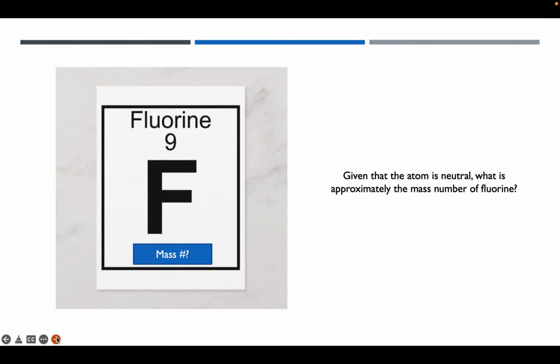Let me give you an example so you can quiz yourself. Given that the atom I'm showing you here, fluorine, is neutral, meaning it's not an isotope, it has the same number of neutrons as protons. That's kind of a hint. What is the mass number of fluorine? If you said about 18, you are correct. You'll see on the periodic table the mass number typically in decimal form, and that's because the mass number typically varies and it's not an exact number.